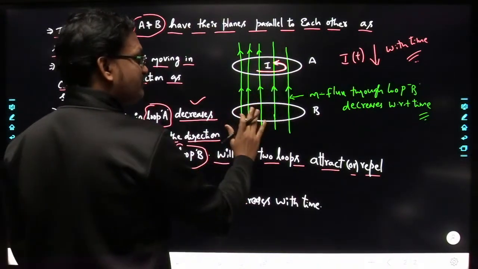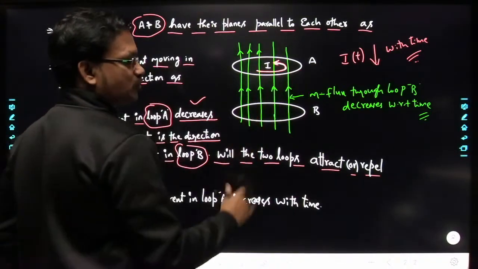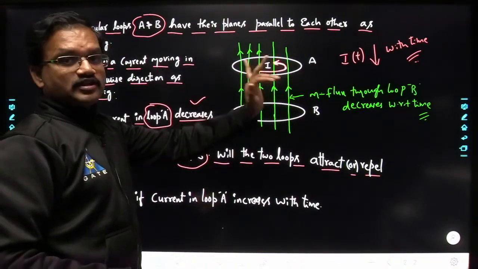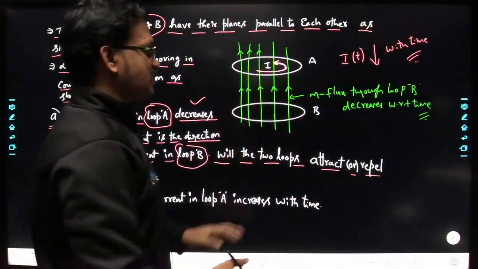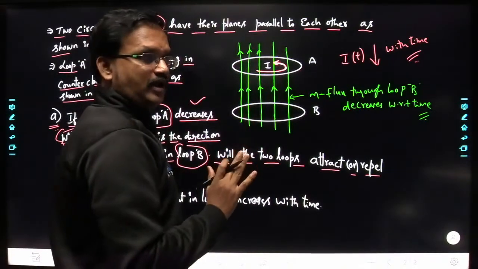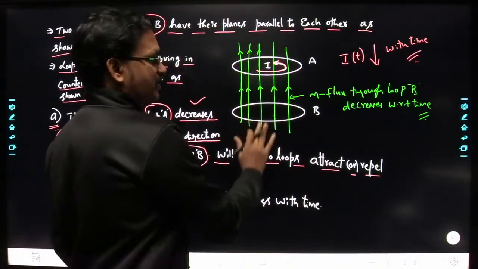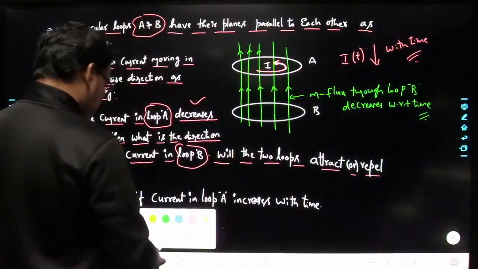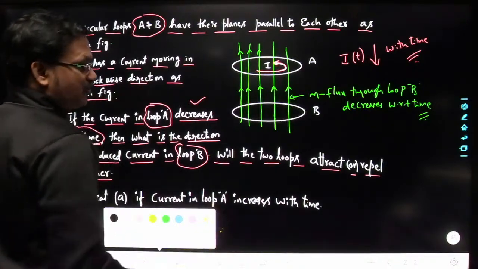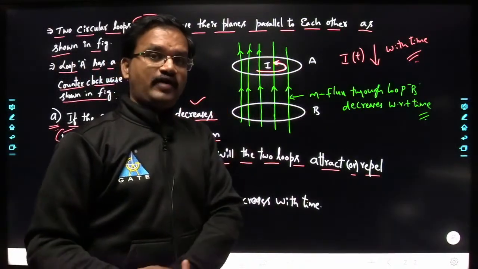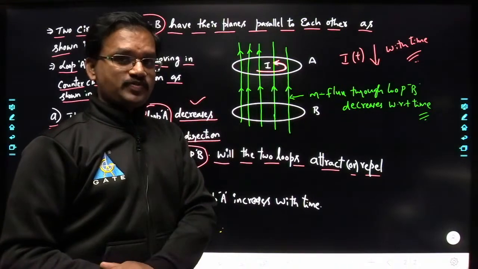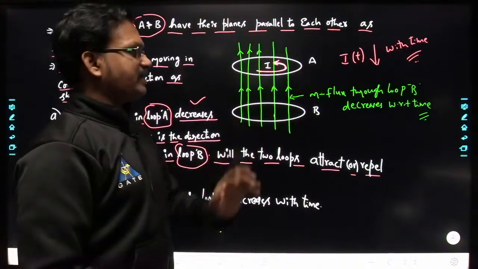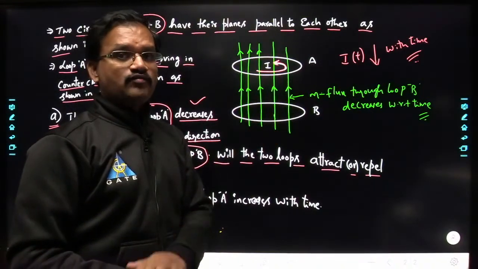So the number of B field lines that are penetrating through this loop will gradually decrease with respect to time, since current is decreasing with respect to time. Understood? So what is the conclusion we can make? The magnetic flux through loop B is decreasing with respect to time. Okay, so we know that whenever the magnetic flux decreases with respect to time, what will happen here?